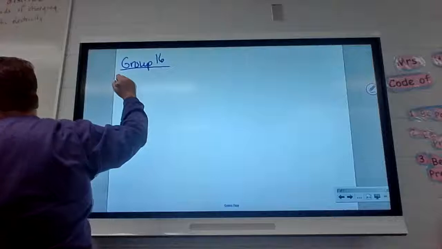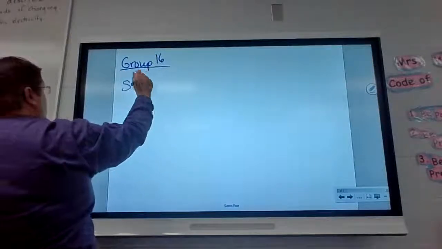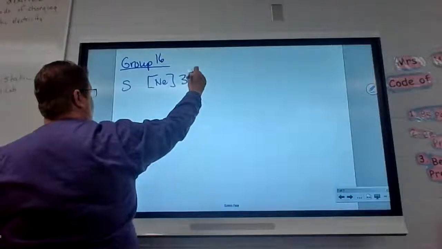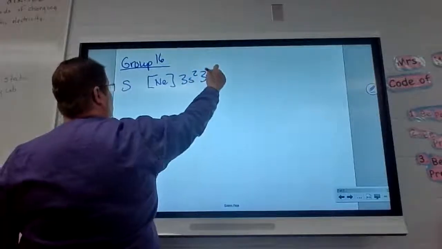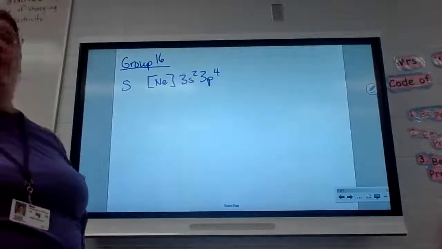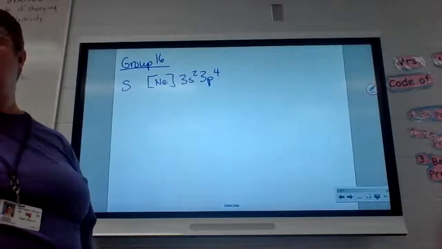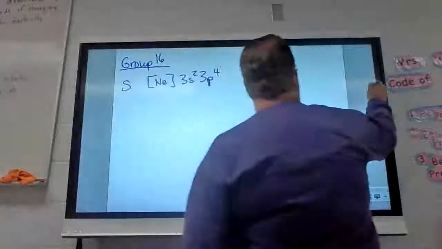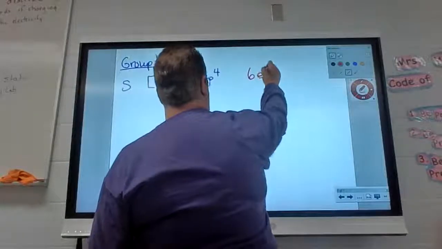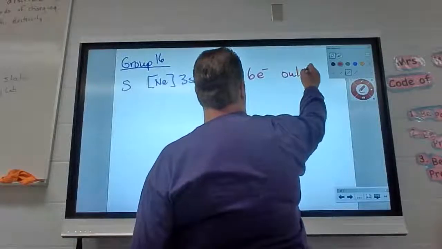Okay, let's do sulfur. You jump from group 1 to 13, because we jumped over the transitions. I said we were only going to do main group. Okay, so that has how many electrons in the outer shell? Okay, so we have 6 electrons in the outer shell.